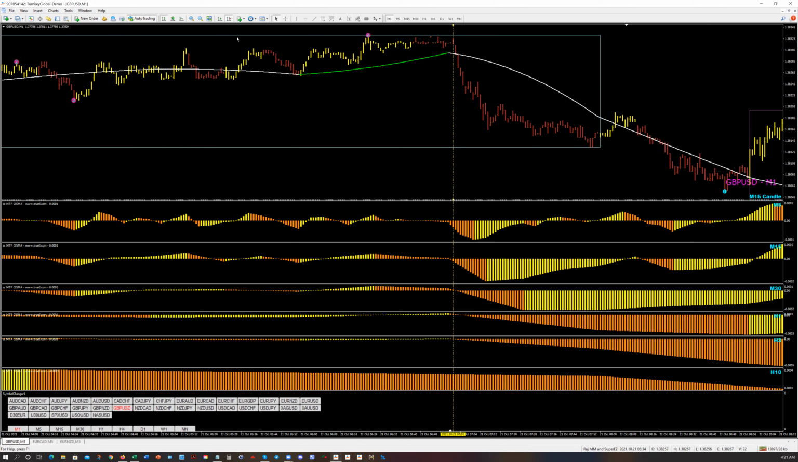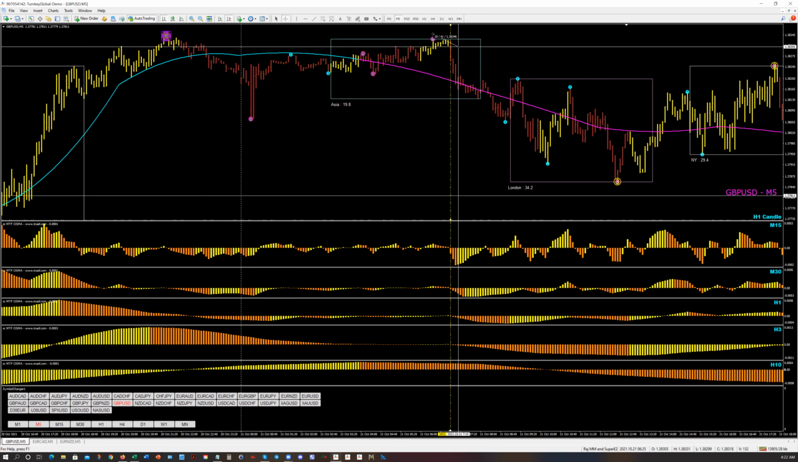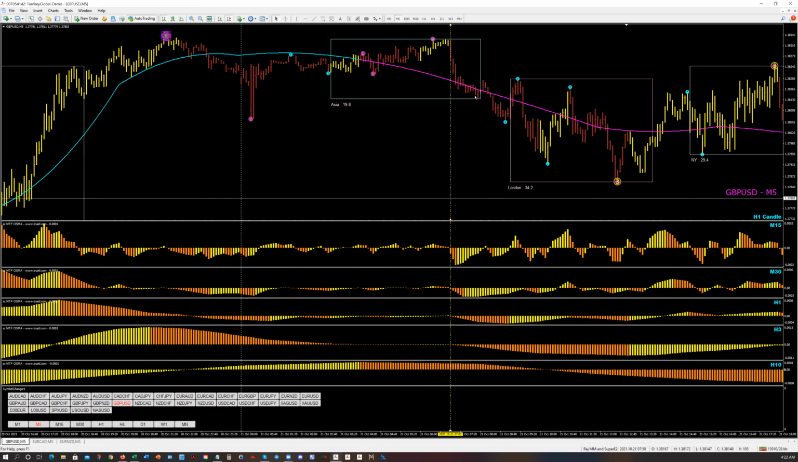So let's just go to 5. Entries over here. Stop loss is 5 pips. By the end of the Asian session, I've made my 15. That's $750 right there.